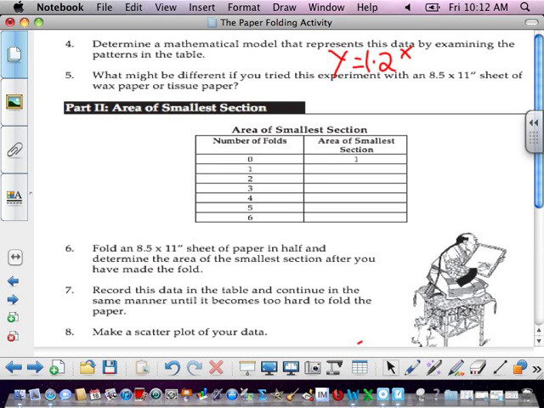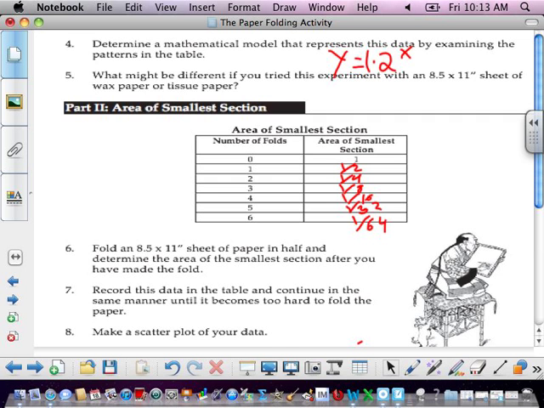The next one, we want to know the area of the section. If we have 0 folds, we have 1 section. If we have 1 fold, how big is the section compared to the paper? A half. And then a fourth, and then an eighth, a 16th, a 32nd, and a 64th. Okay, just from the previous graph and the previous equation, what do you think this equation should be?